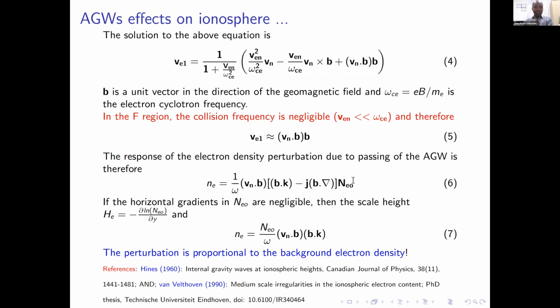And the important thing which I want to point out in equation 7 is that the perturbed electron density is a function of the background electron density. And so when we are doing gravity wave studies or TIDs, we've got to be able to estimate the background electron density. And I think that's the most important message that I wanted to point out in equation 7.